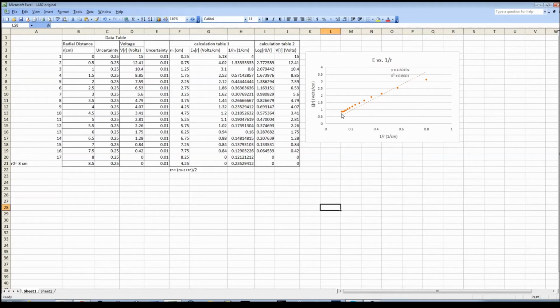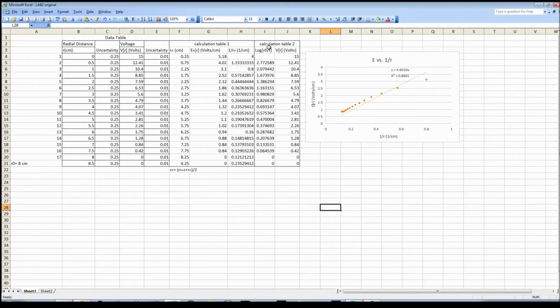As you can see here, we have our points plotted in. We have a trend line to take the average slope of all of our points, and we have the equation of that slope right here, where we have a slope of 4.6019. And so now we move on to calculation table 2, which is for our electrostatic potential.